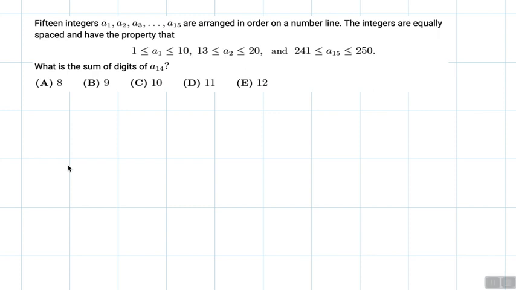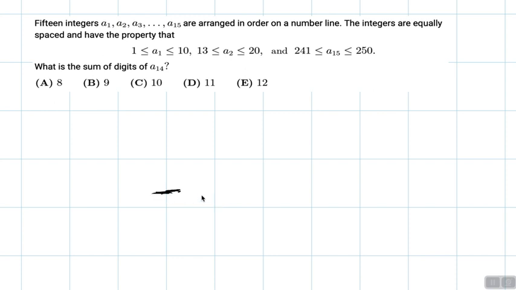15 integers a sub 1, a sub 2, a sub 3, all the way to a sub 15 are arranged in order on a number line. The integers are equally spaced and have the property that a sub 1 is greater than or equal to 1, less than or equal to 10. A sub 2 is greater than or equal to 13, less than or equal to 20. And a sub 15 is greater than or equal to 241, less than or equal to 250. What is the sum of the digits of a sub 14?